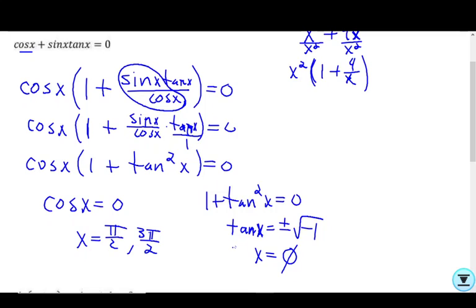Now, the other thing we have to look at is, remember, you've got to check your solutions here. The problem is that if I plug pi over 2 or 3 pi over 2 back in for tangent, tangent of pi over 2 and tangent of 3 pi over 2 are undefined, which means these are also not solutions. So for this problem, it's the empty set. There are no solutions to this equation.